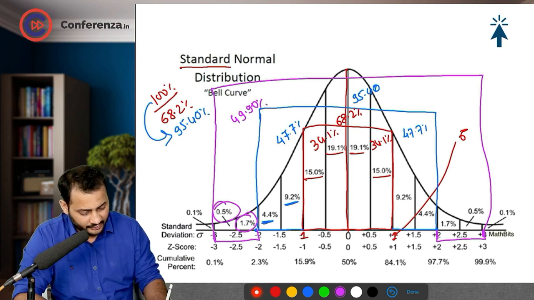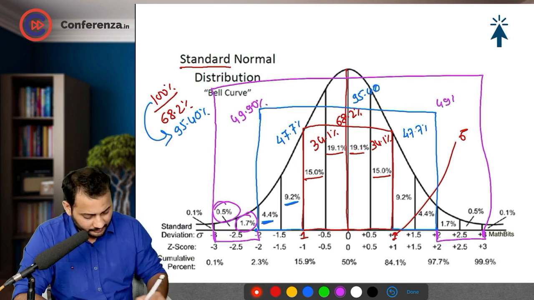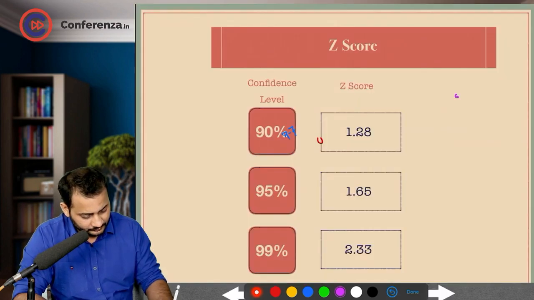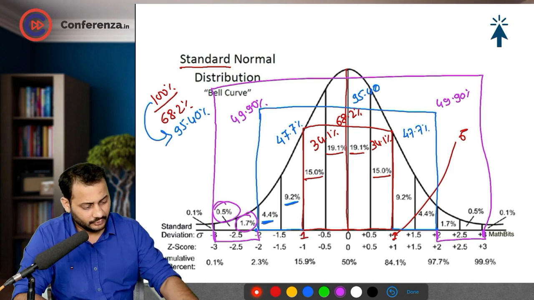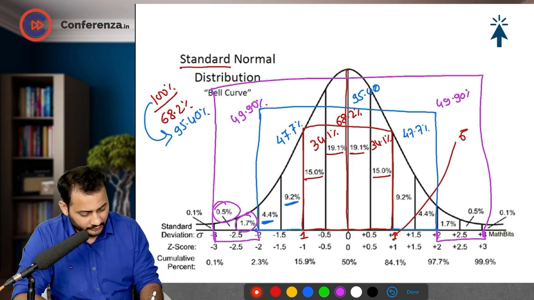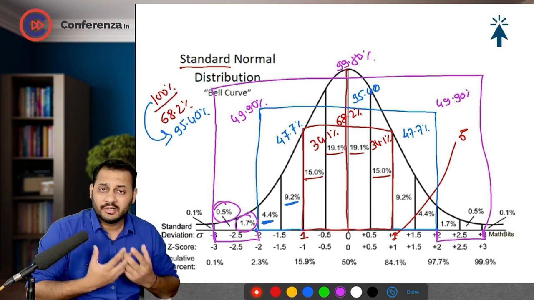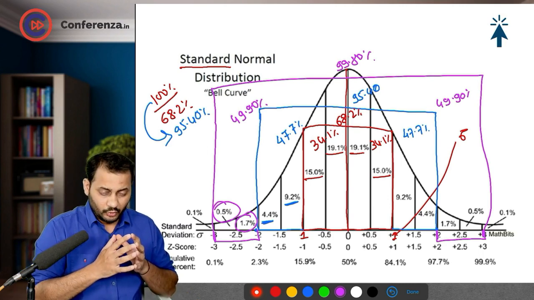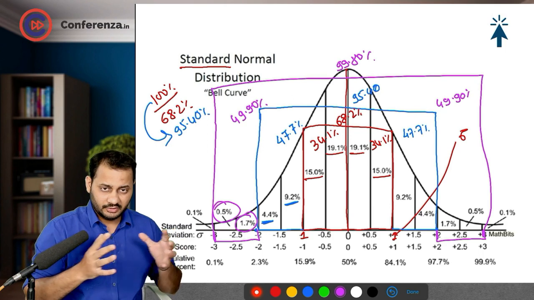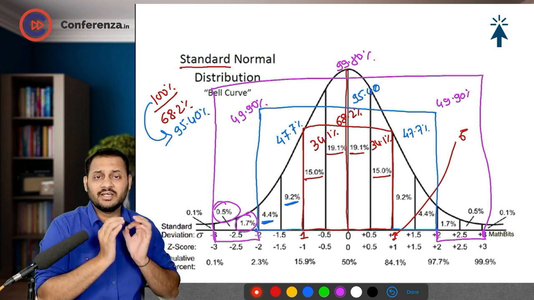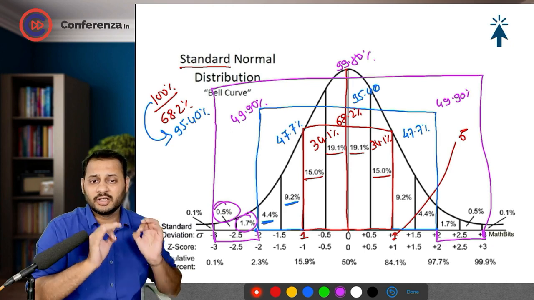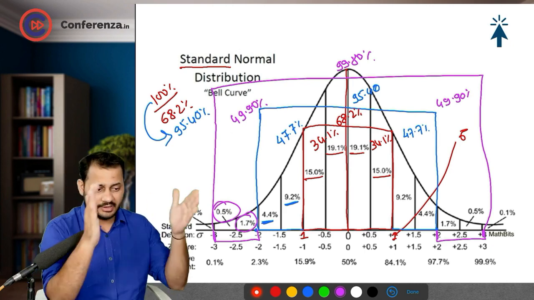49.9% on the left, 49.9% on the right. The totaling, it totals to 99.8%. What does that mean? That if we move three standard deviations away from the mean on both the sides, we will cover 99.80% of the garbage in that much of the area.